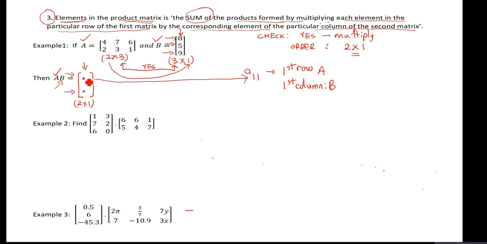So to get this particular entry, the first one, first row, first column, I look at the first row of A. So I'm going to write down the first row. The first row of A is 4, 7, 6. That's the first row. What's the first column of B? Well, it's only 1 column, and that is 8, 5, 9.